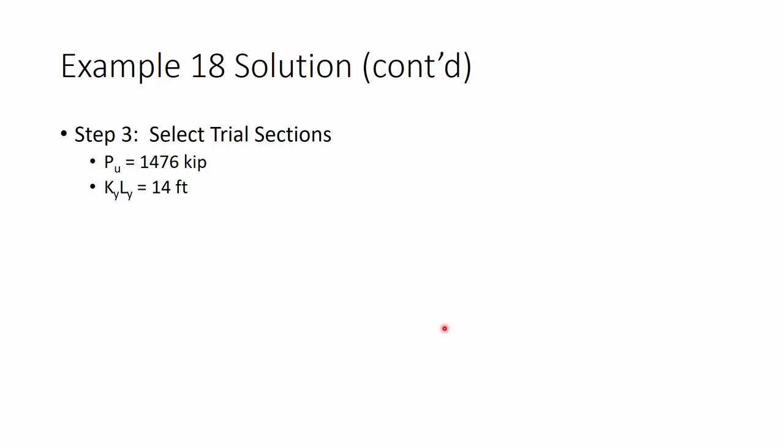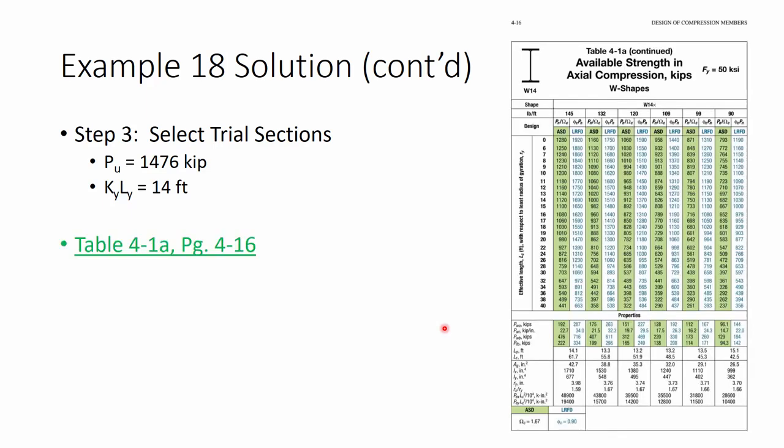Okay, so the third step is to select trial shapes. Remember, when we select our trial sections, we select them based off of the weak axis, or the y-axis, and then we have to go and validate the strong axis. And when we select these shapes, we select a representative family of sections, at least one W14, one W12, trying to evaluate each depth possible. So we'll start off with the W14s.